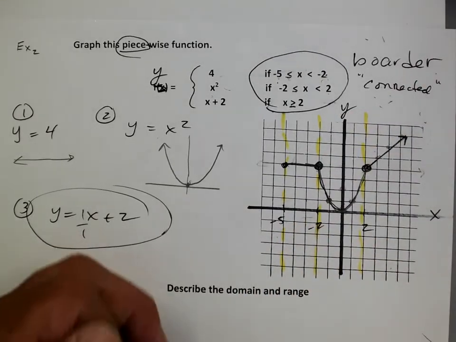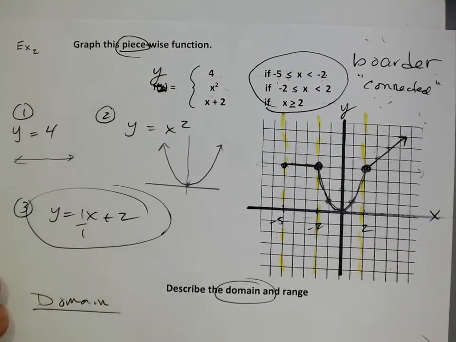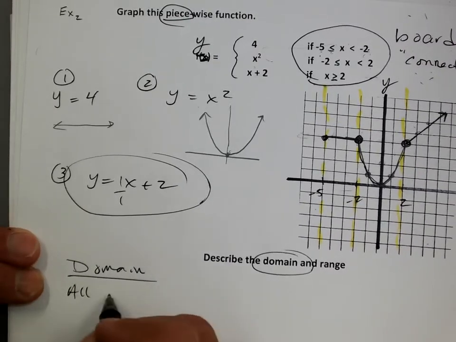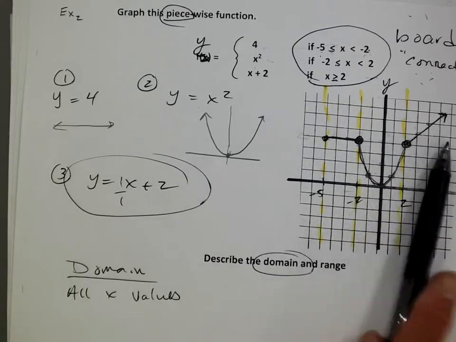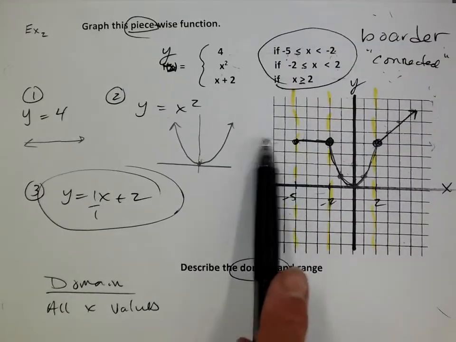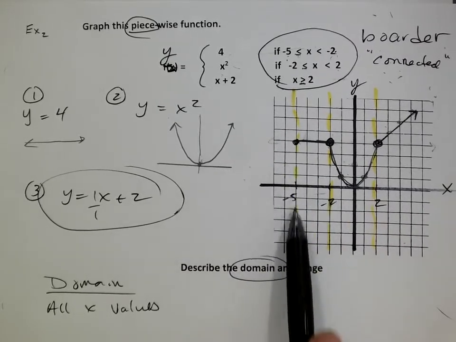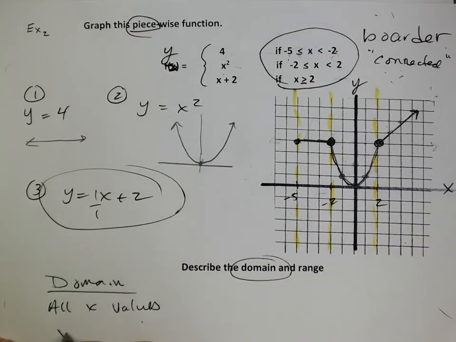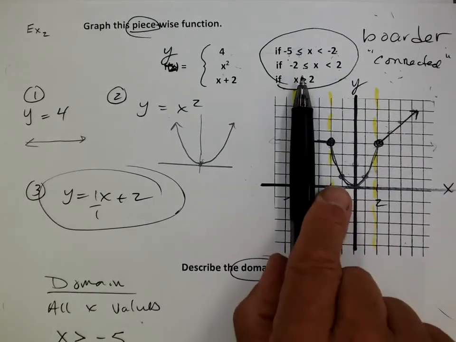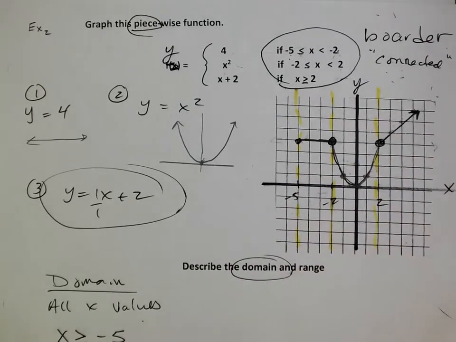Now, domain and range. Domain is all x values, okay? Or sometimes I like to say, how wide is the graph, right? So how wide is this graph? Well, there's nothing over here. There's no graph over here. But it does start at -5. X equals -5 and just goes over forever, okay? So I'm going to say my domain is x is greater than or equal to -5, okay? So my graph starts at -5, just goes over forever and ever and ever because this arrow here keeps going forever, okay?